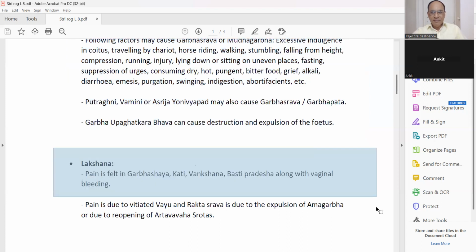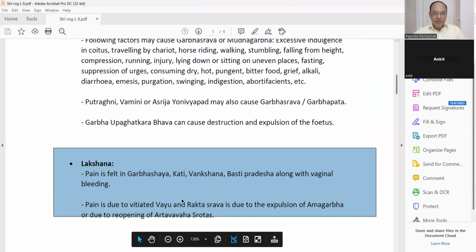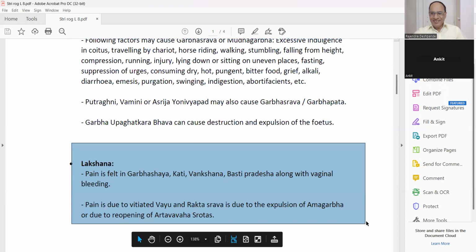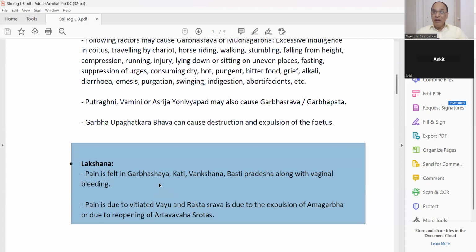Lakshana. When there is a miscarriage or abortion, what will happen? Just concentrate nicely on the marked portion. Lakshana, that is symptoms. Pain is felt in Garbhashaya, the lower abdomen, the lady will get pain. Then Kati, pelvic region. Then Vangshana, inguinal region. Basti Pradesha, urinary bladder place, that is the lowest part of your abdomen, along with vaginal bleeding.